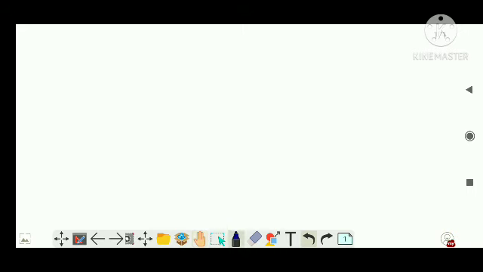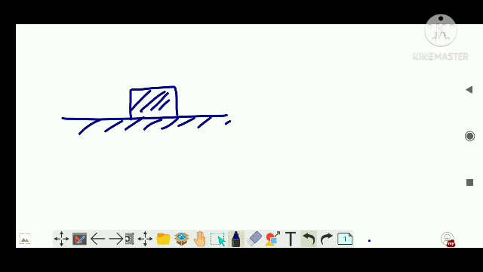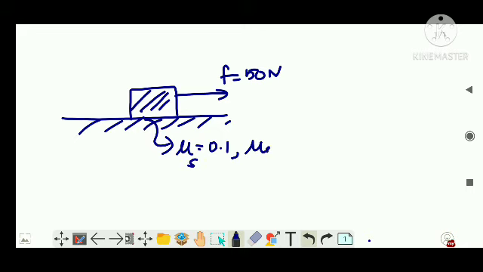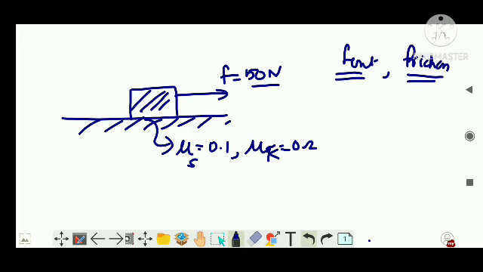Suppose there is a rough surface like this and there is a block here. We are applying a force, let's say 50 Newton, right? Let's say here the coefficient of static friction is mu s equal to 0.1 and mu k, let's say, is 0.2, right? You are asked what is the work done by the external force, which is 50 Newton, and the frictional force, when this 10 kilogram block is displaced by a distance of 5 meter.